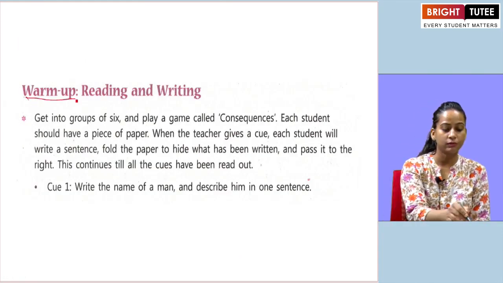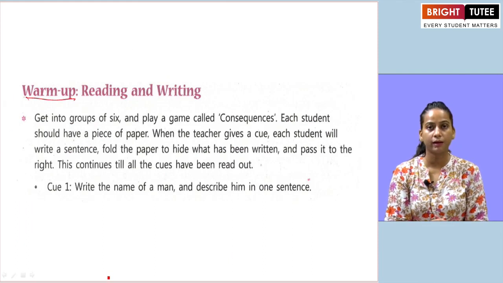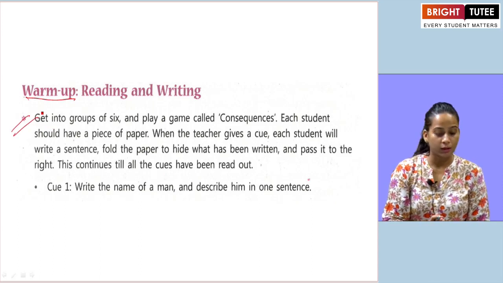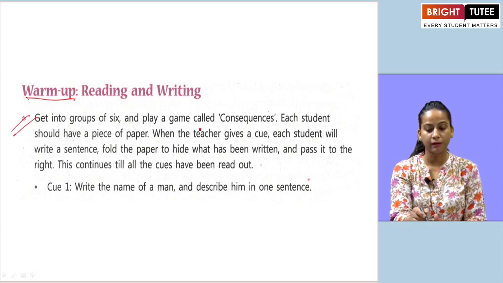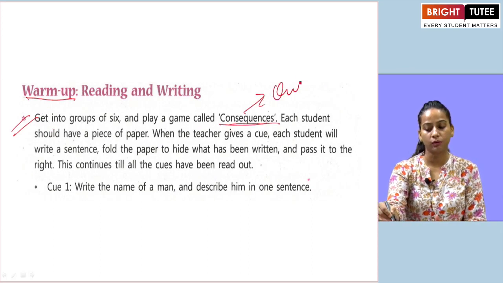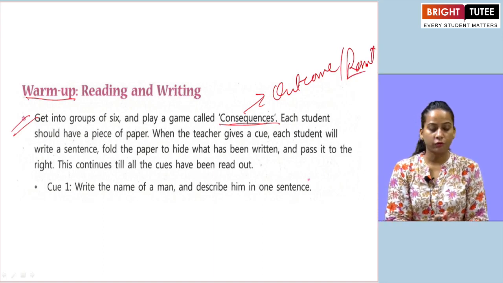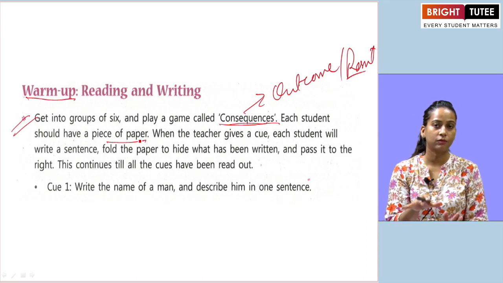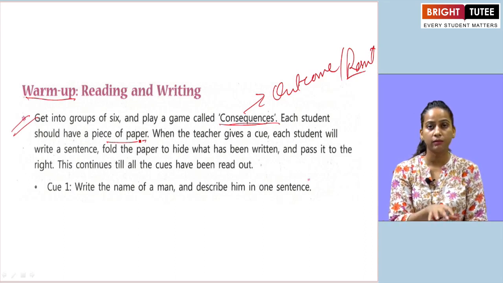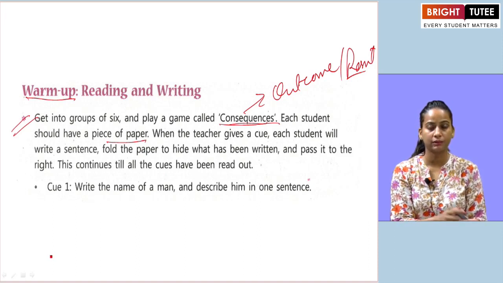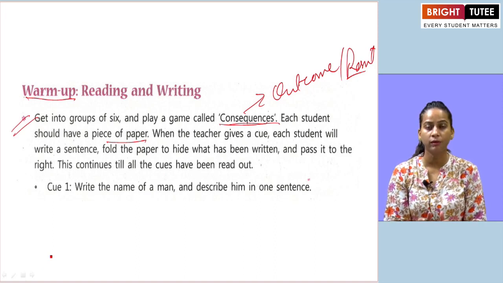The first one we are taking is the warm up, reading and writing. Here you are required to get into groups of 6 and play a game called consequences, that is outcome or result. Each student should have a piece of paper. This is the activity to be conducted by the teacher, and here you are going to learn so many things, clear about the learning outcomes that we have discussed, about sequencing and organizing the text, and inferring or predicting the situation.